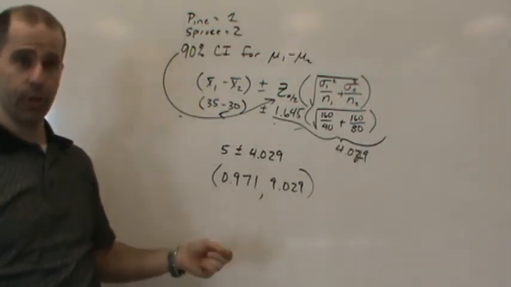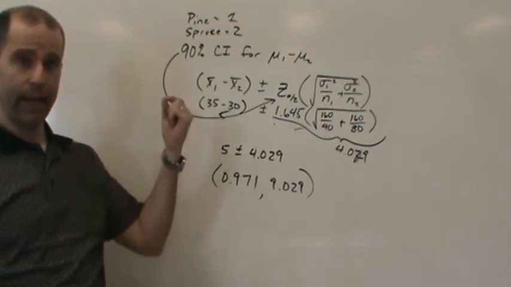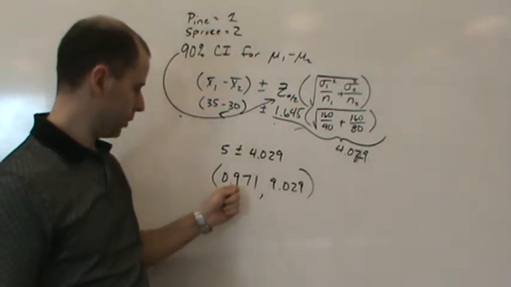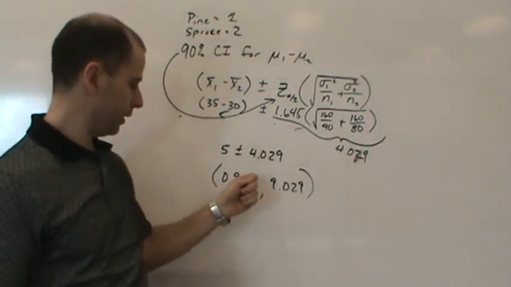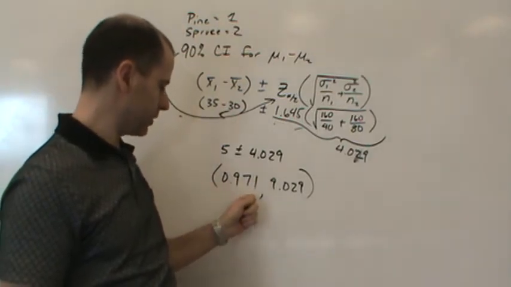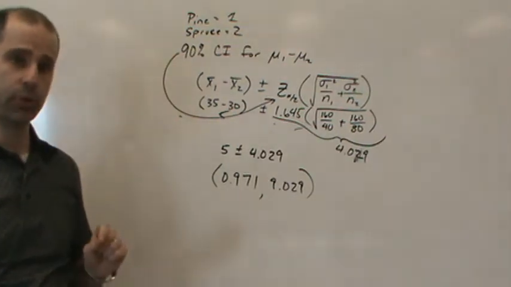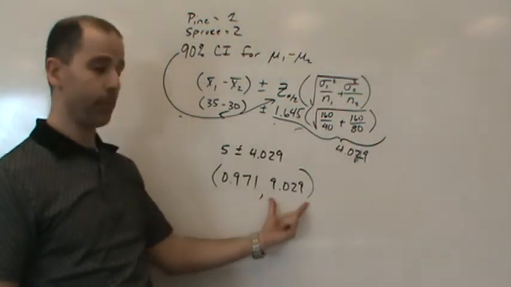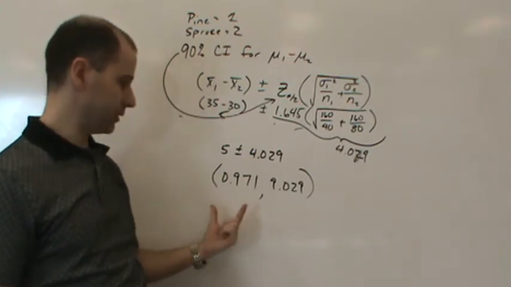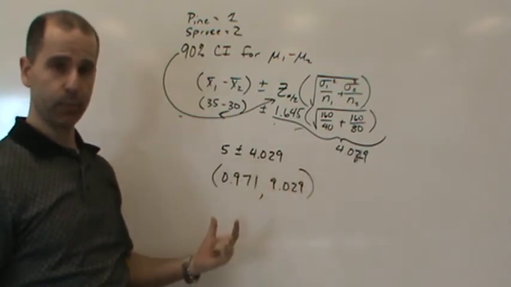between the average diameter of pine trees and spruce trees is somewhere between this number, 0.971 centimeters, and 9.029 centimeters. So let's understand what this means. These represent the differences, okay? The average differences between the diameters of pine trees and spruce trees.